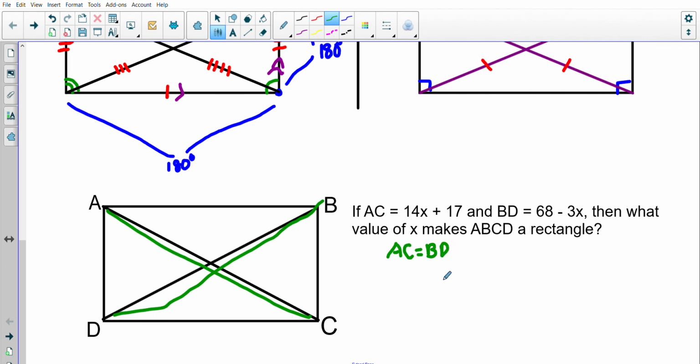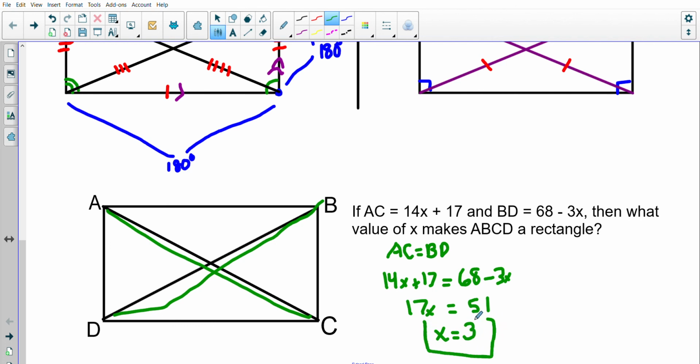Okay, we will substitute in the values in terms of x. So AC is 14x plus 17, and BD is 68 minus 3x. Okay, a little bit of algebra here. If I add 3x to each side, I'd have 17x. And if I subtract 17 from both sides, what I end up with here is 51. Okay, and if I divide, I would end up getting that x equals 3. So that is the value of x that would make this quadrilateral a rectangle.